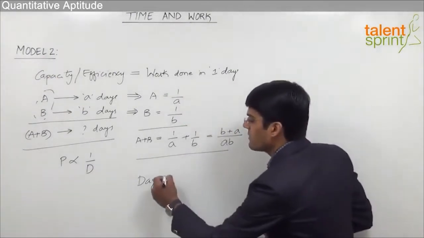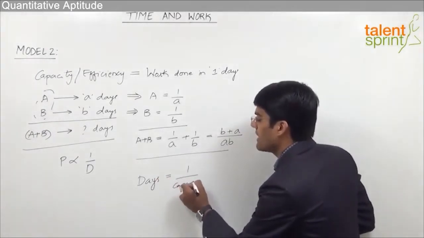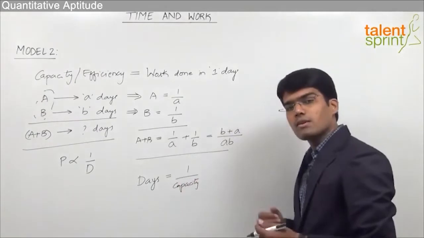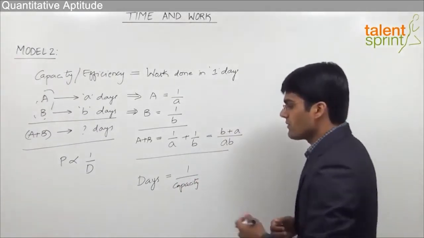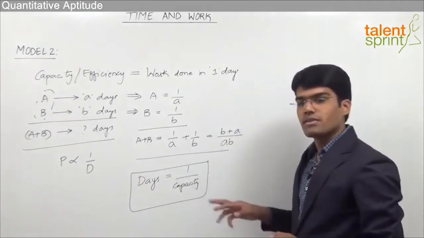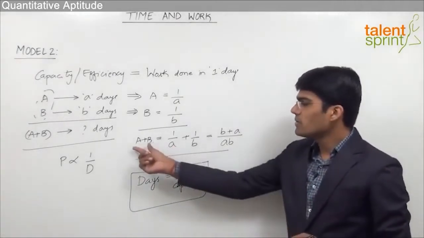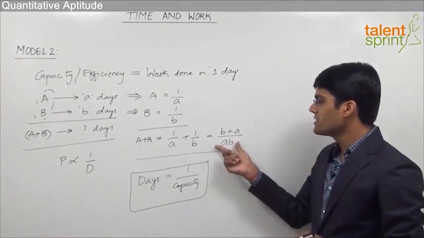So we can say that the number of days should be equal to 1 by the capacity or the efficiency, or it can be taken as 1 by the work done in 1 day. So from this, it is very clear that the number of days should be inverse of capacity, or capacity should be inverse of number of days.